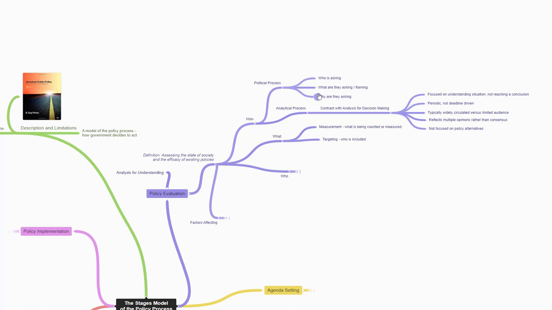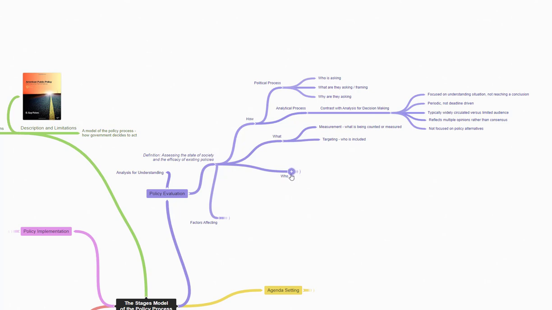So going back to this political process and who's doing the asking and what are they asking, there are 2 key elements to this kind of evaluation. What are you measuring? What are you counting? And who is included? So if we're looking at poverty, we may be looking at poverty among senior citizens, which could be different from poverty among people who live in rural communities, or poverty among veterans, or something like that. So we have to be careful about drawing general conclusions if the evaluation was narrowly measured or narrowly targeted.